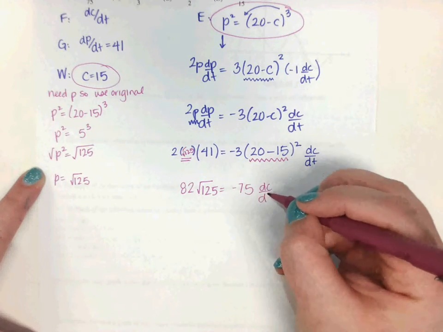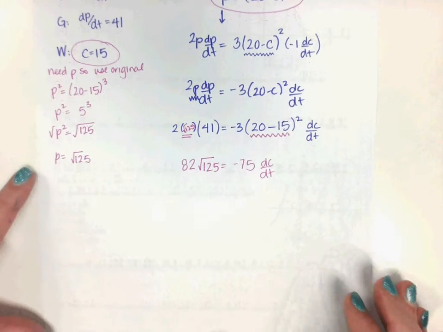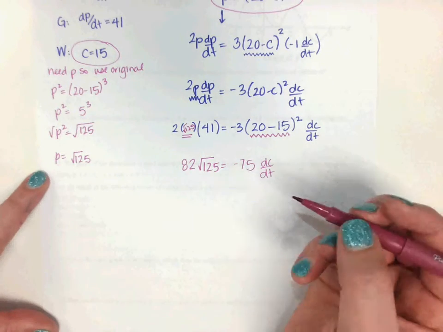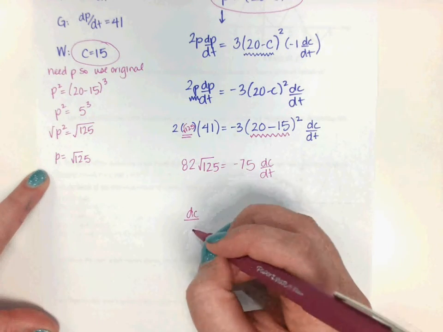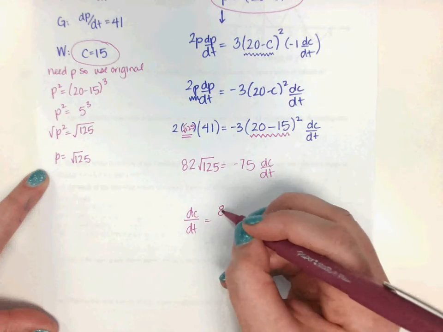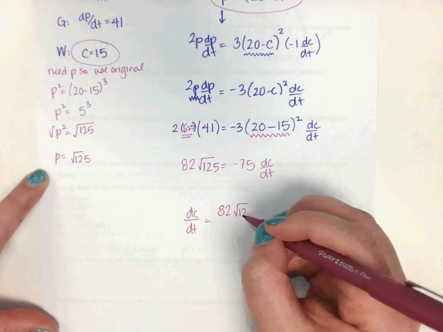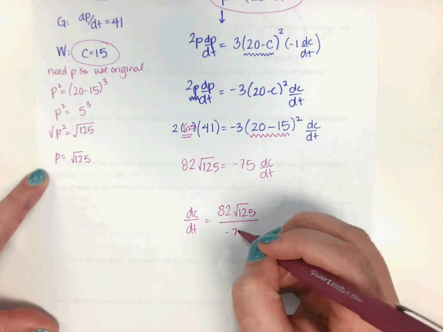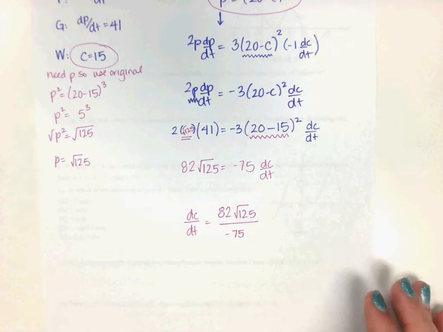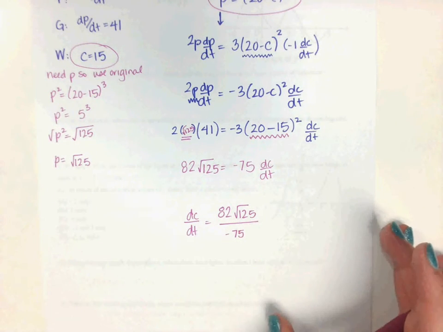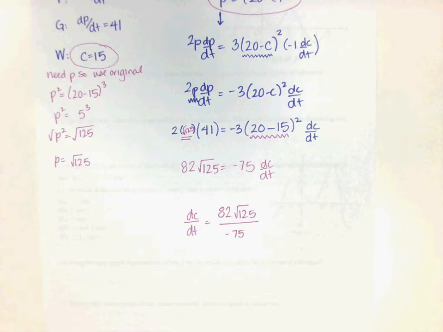Okay? Then from there, what do I do with the negative 75? Okay, divide it to the other side. So I have 82 root 125 over negative 75. Now, at that point, look at your answers. Is one of them that? No. Look at all your square roots, though. What do all the square roots have inside it? 5. That means that you need to simplify this.